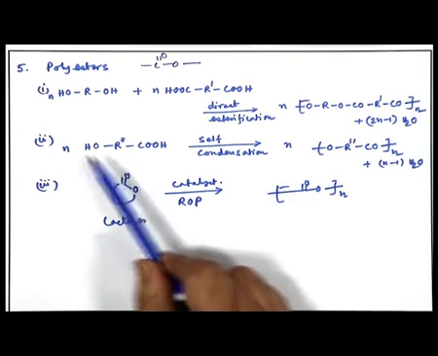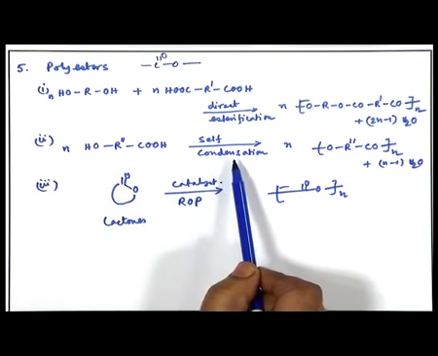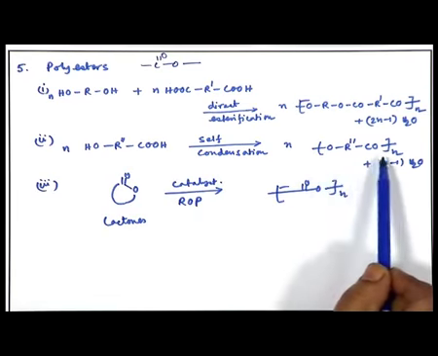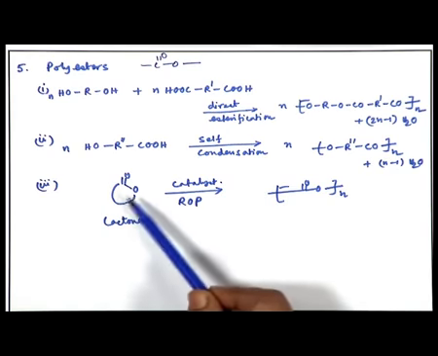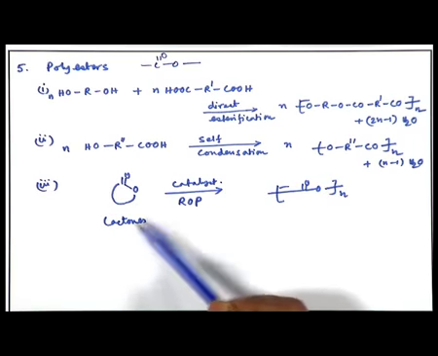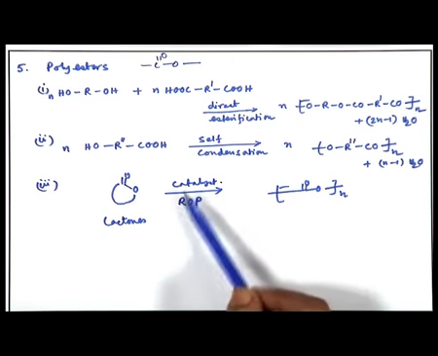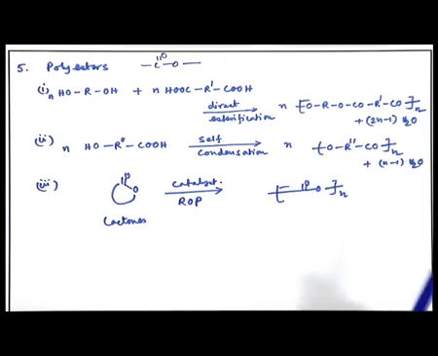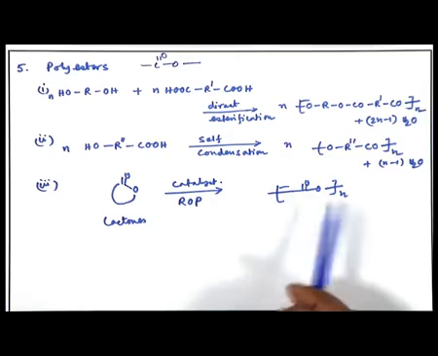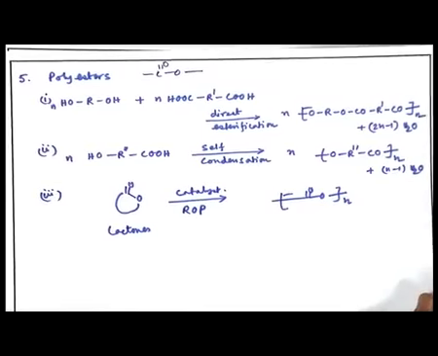or you can have a hydroxycarboxylic acid and do a self condensation and get a polyester, or you can take a cyclic ester monomer, which are lactones, and then do a ring opening polymerization and get the polyamides, sorry, polyester in this case.